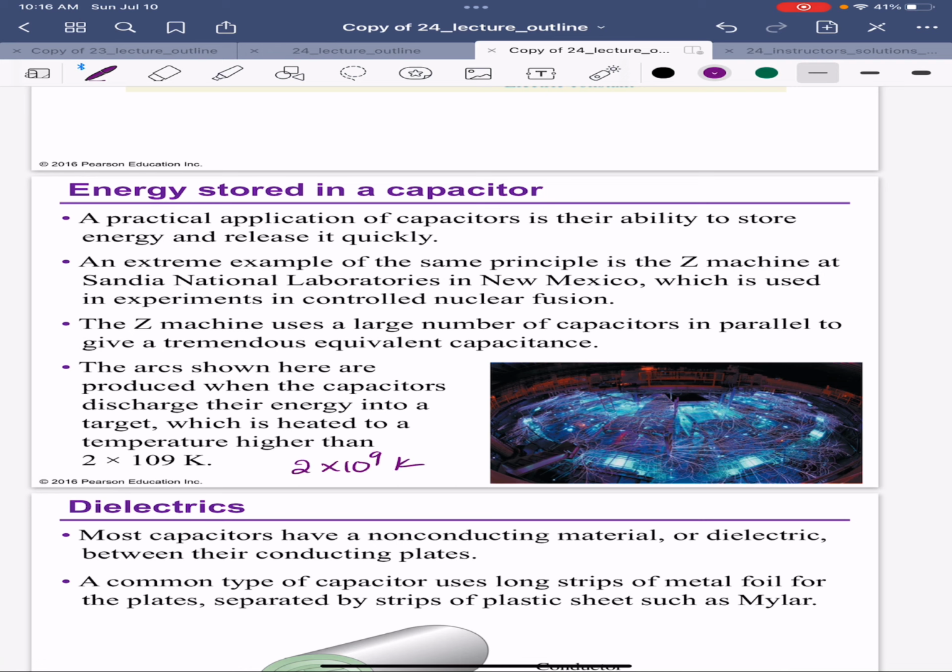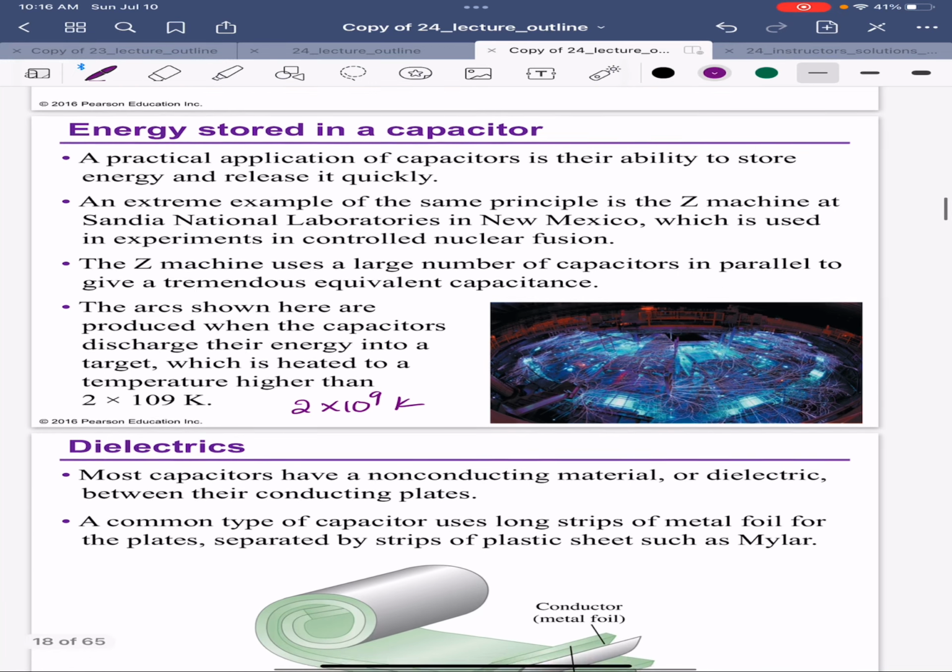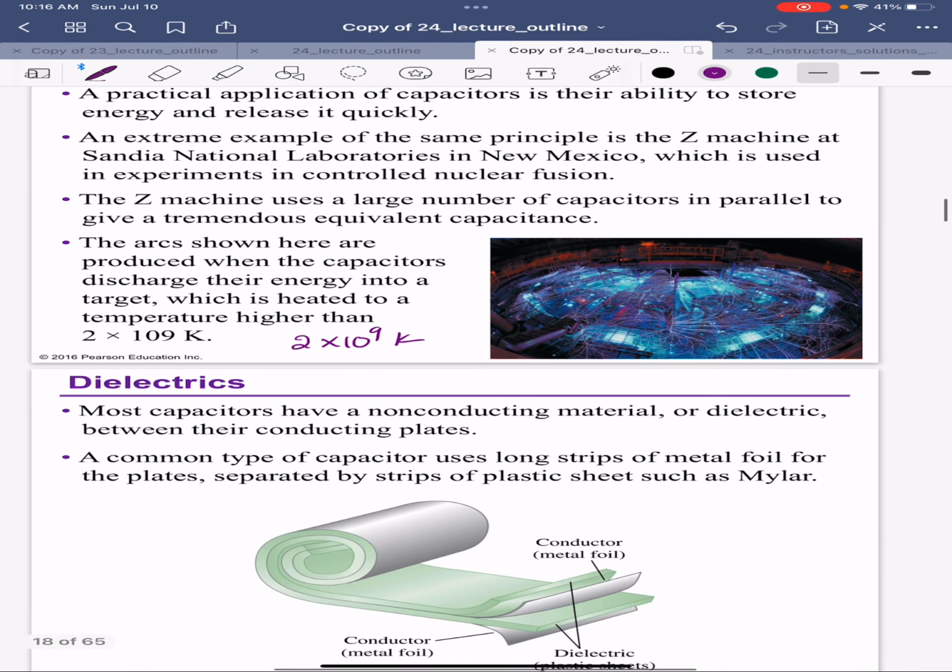Okay, then in the lab you can actually do that easily, like see that discharge. Just charge a capacitor and then connect the two leads, and then they're going to produce these sparks.